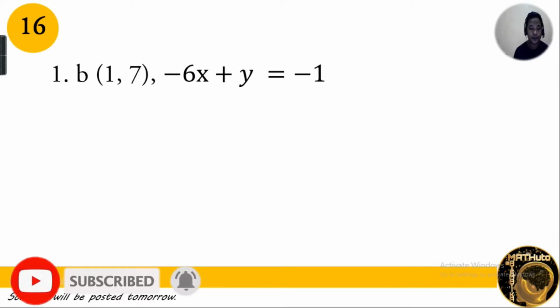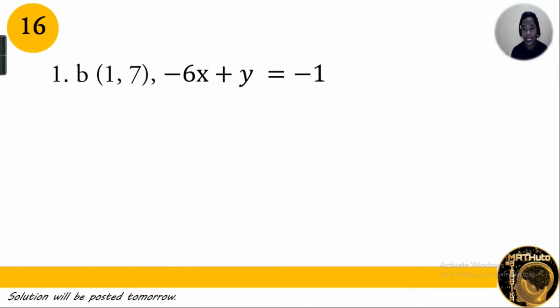Another example po. The point (1, 7) and parallel to the line negative 6x plus y is equal to negative 1. We're going to find first the slope of this line. Write this equation in slope-intercept form. Therefore, we have y is equal to positive 6x minus 1. So, ang ating slope ay positive 6 po.